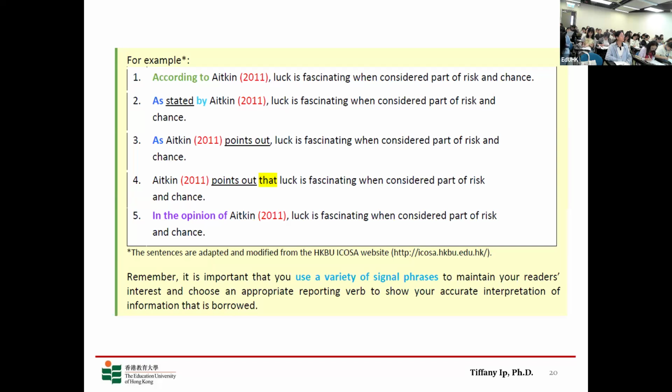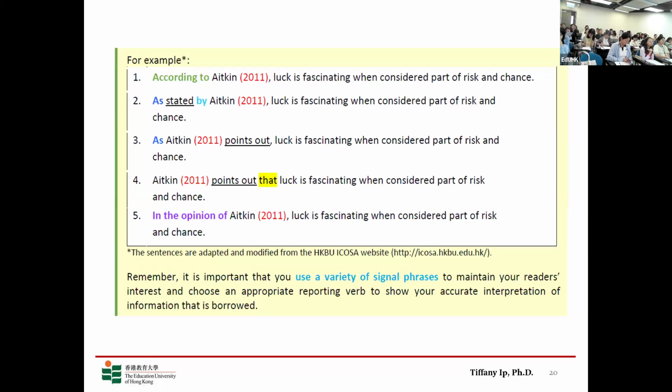And then this one, I think all of you know that already, like a simple SVO structure. This person, and then year of publication, points out that. Again, change it to anything: mentions, explains, shows that. Okay. Present tense, past tense, okay. And then number 5, in the opinion of this person, comma. Right, so you see 1, 2, 3, 5, that part is separate, and then you have the full sentence afterwards.